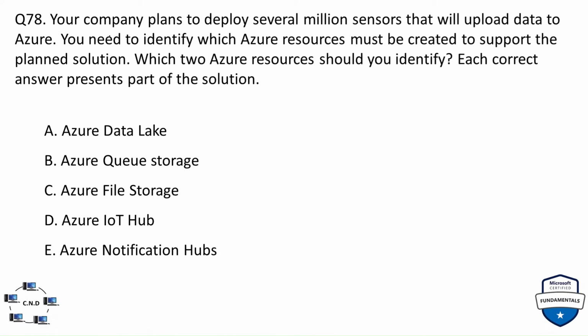Question number 78 is that your company plans to deploy several million sensors that will upload data to Azure. You need to identify which Azure resources must be created to support the planned solution. Which two Azure resources should you identify? Each correct answer presents part of the solution. The options are option A, Azure Data Lake, option B, Azure Queue Storage, option C, Azure File Storage, option D, Azure IoT Hub, Internet of Things Hub, and option E, Azure Notification Hubs.